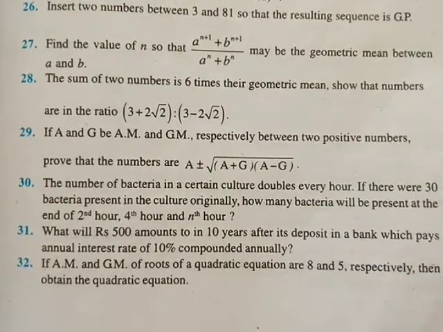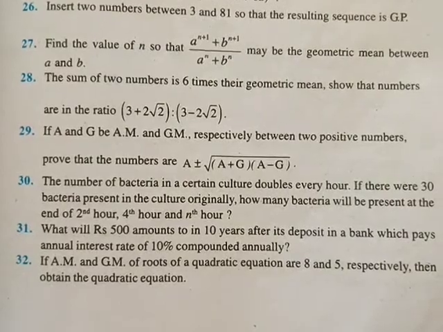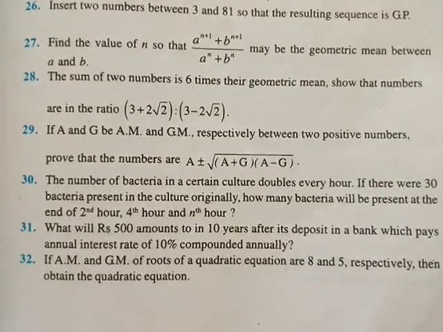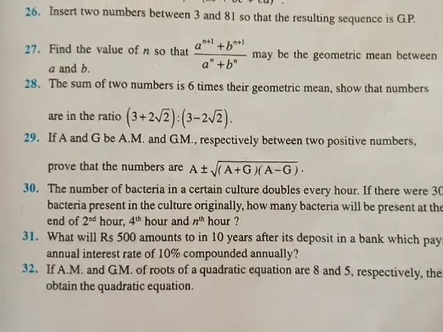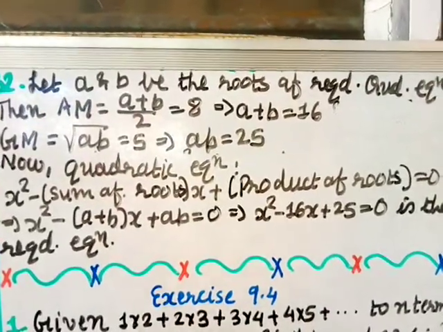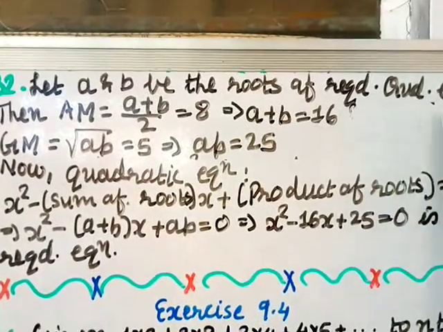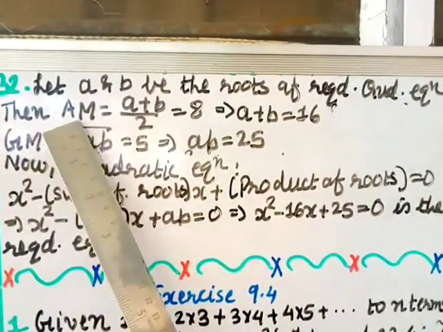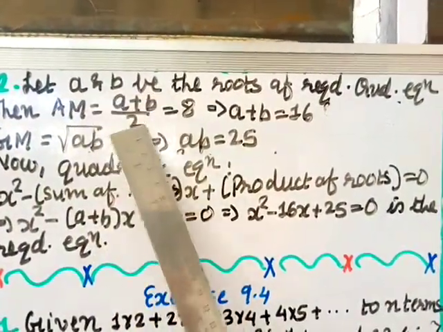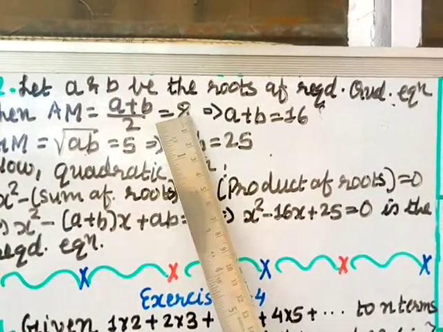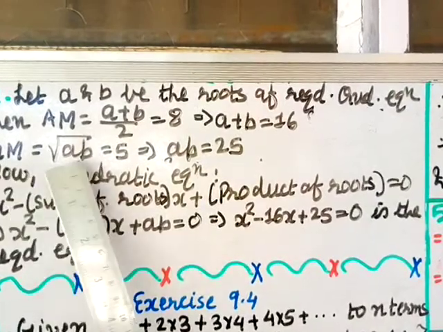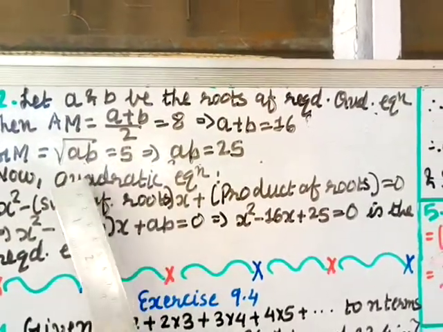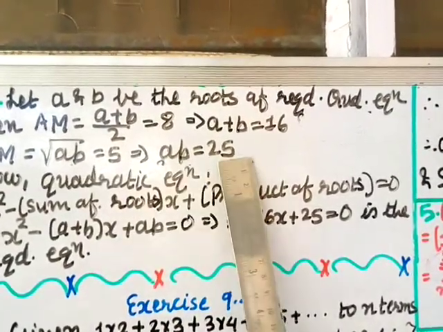Question number 32. If AM and GM of roots of quadratic equations are 8 and 5 respectively, then obtain the quadratic equation. Let A and B be the roots of required quadratic equation. Then arithmetic mean (A plus B) by 2 equal to 8 given. 2 transfer over here, so A plus B equal to 8 into 2 is 16. And the GM equal to square root of AB equal to 5 given. Square on both the sides, so AB equal to 25.